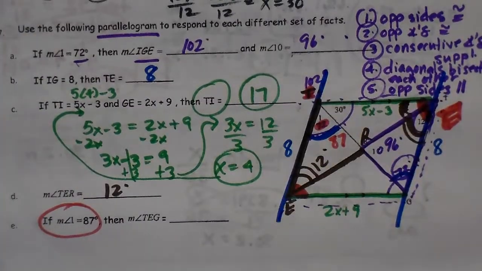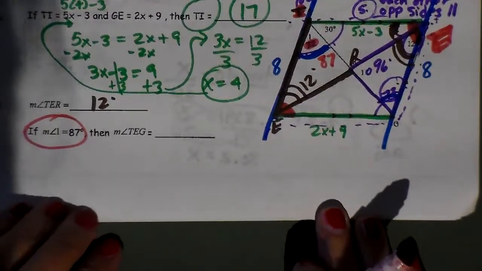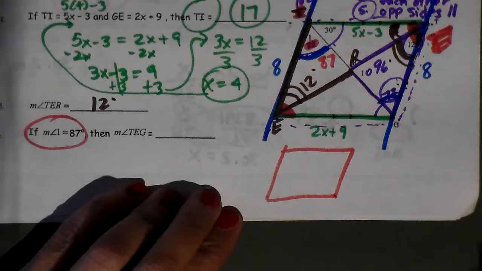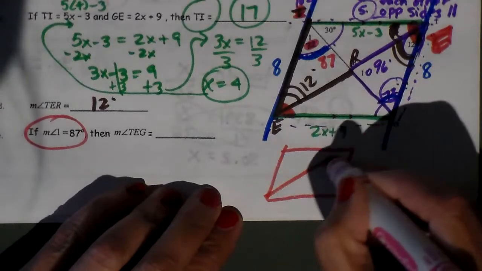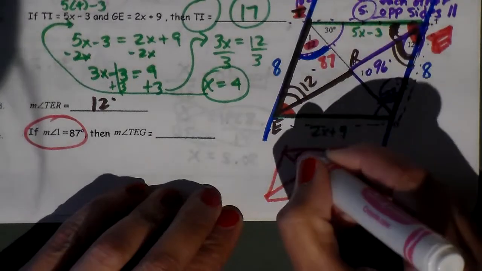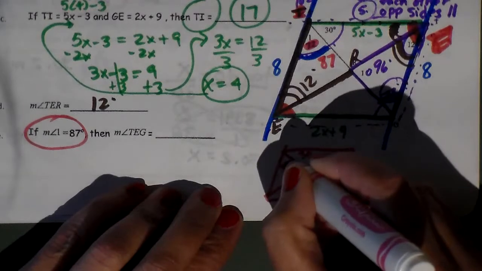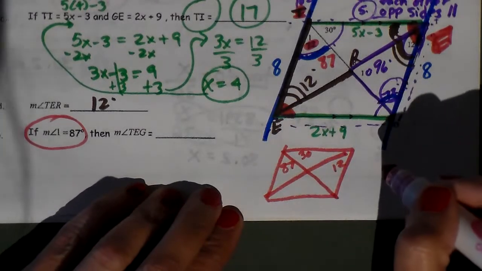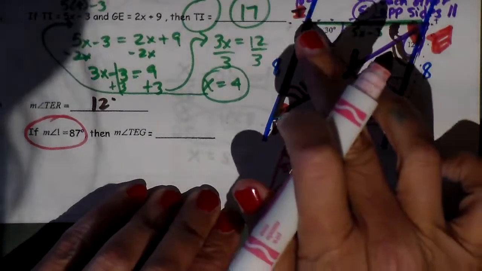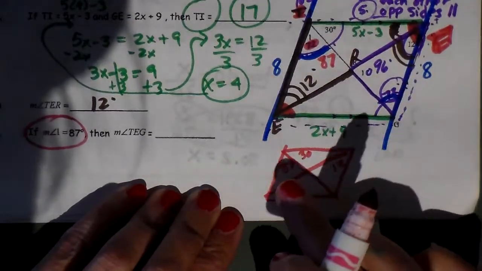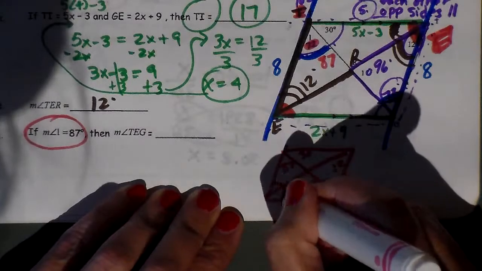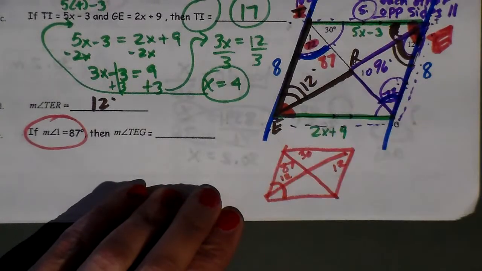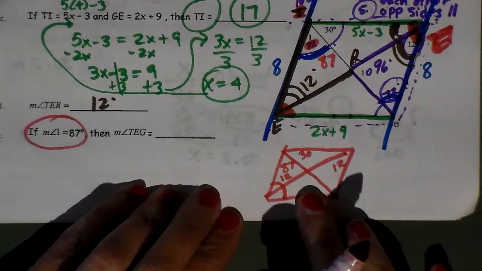All right, this is getting really sloppy here. So let me redraw this real quick for you, because I'm so artistic. All right, this is 30. We're being told this is 87. We know this is 12. And we want to know what the measure of TEG is. This one. Okay? We know this is 12 because of the alternate interior.